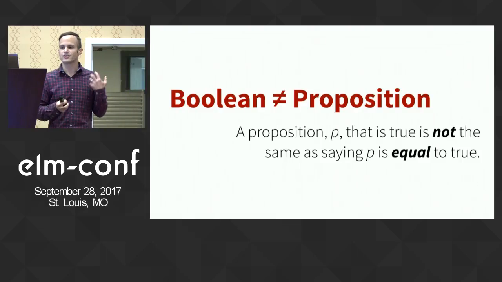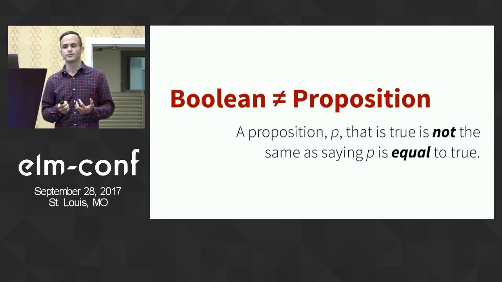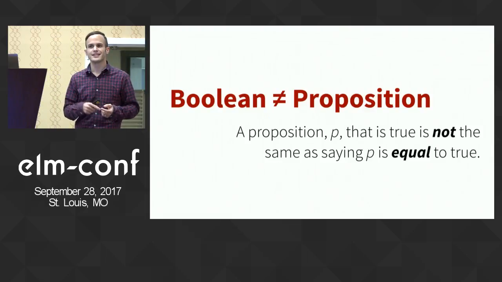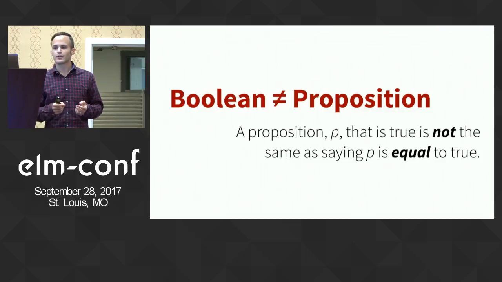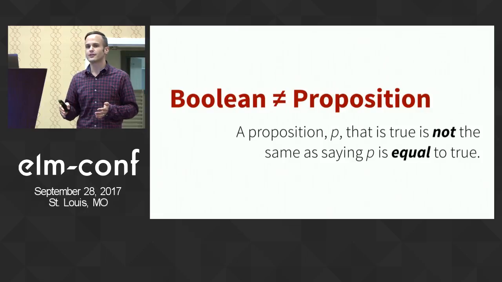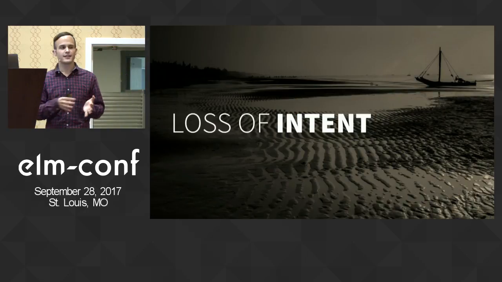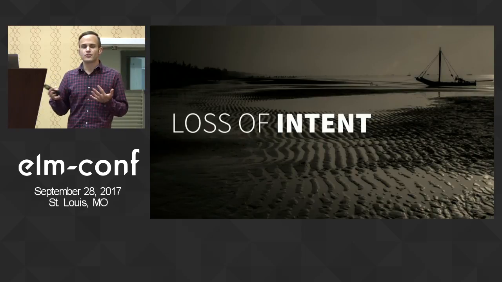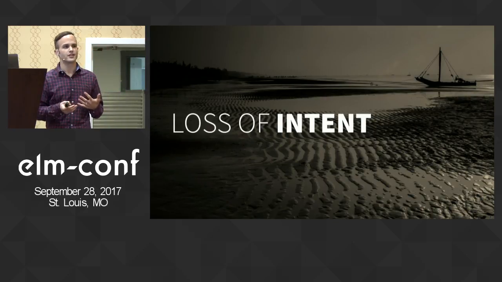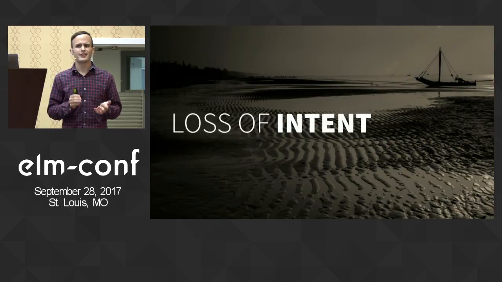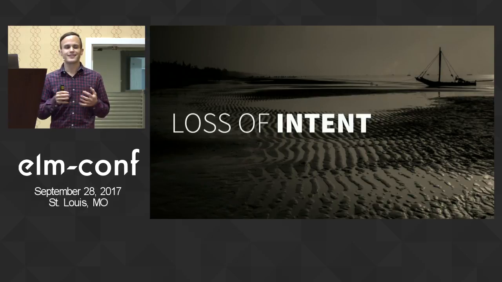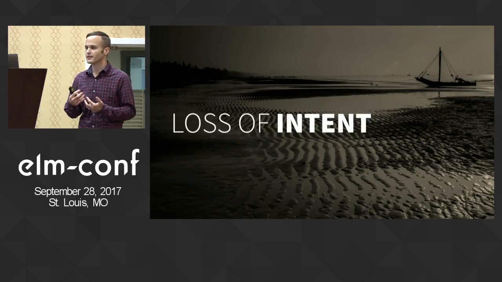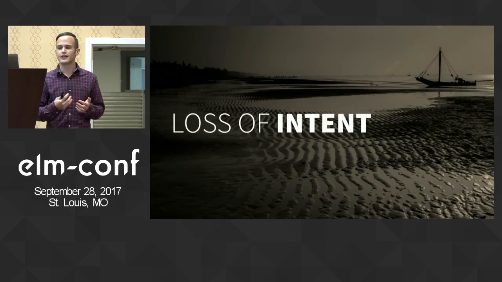A proposition that is true is something we can prove to be true. It doesn't mean that the proposition is equal to true. What I mean is that a proposition is an assertion, and a Boolean is a data value. All that to say that conflating Booleans and assertions in logic is fine. The values true and false have some meaning in terms of logic and proofs. But in programming, it can make code less understandable. When we reduce properties of our code, things that are true about it in terms of its business domain, to just Boolean values, we lose a lot.